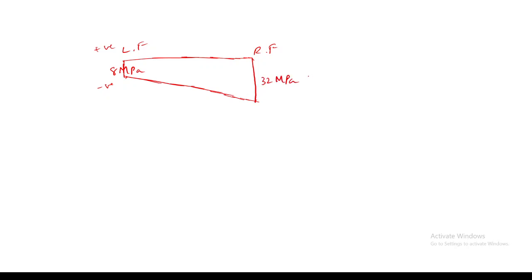So when I draw the variation, it will be something like this, stress variation. Both are negative, right? So maybe we can take this as positive and this as negative. So here it is minus 8 megapascal. Let us say this as the left fiber and this as the right fiber, which is 32 megapascal.